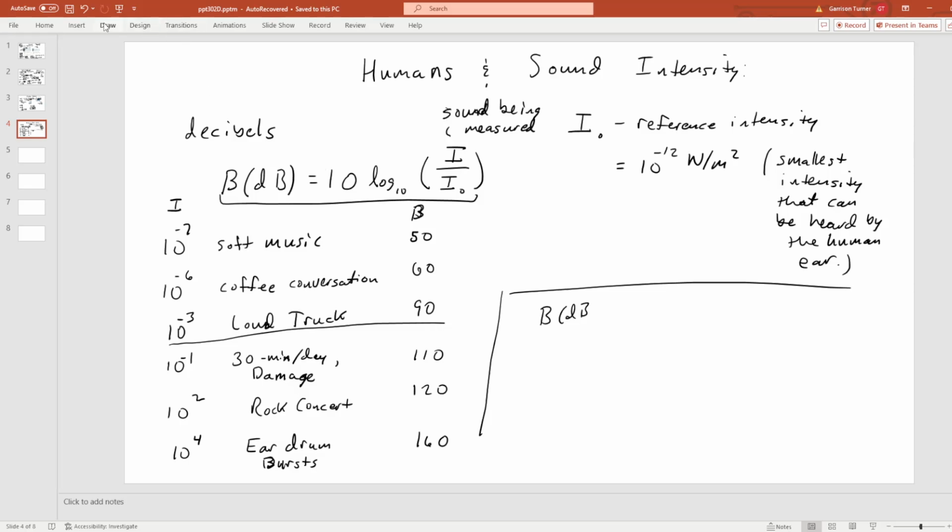By the way, this is a beta, not a B. Really need to make that a little bit more apparent. Greek letter beta. Okay, so what is the decibel level if I is 10 to the negative 3rd?